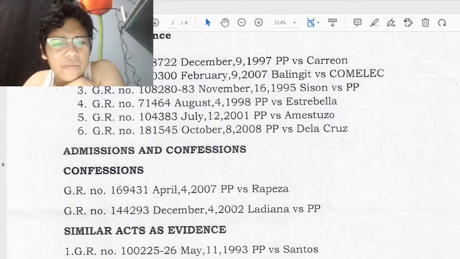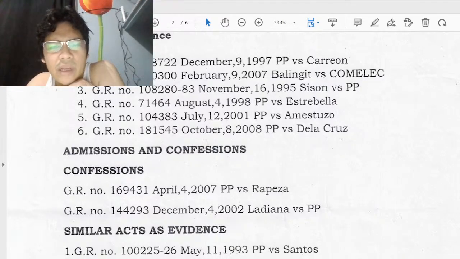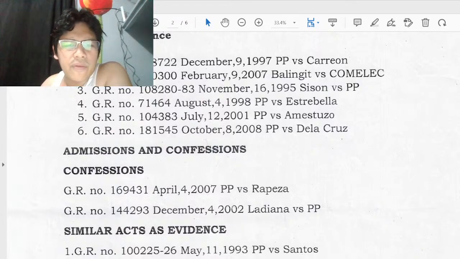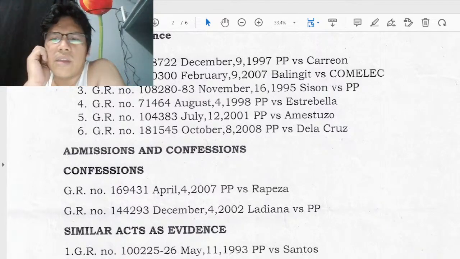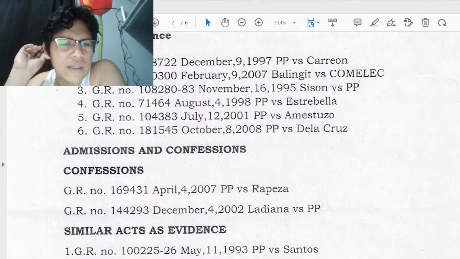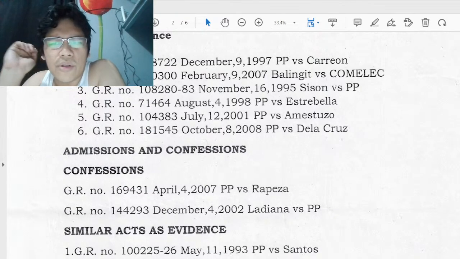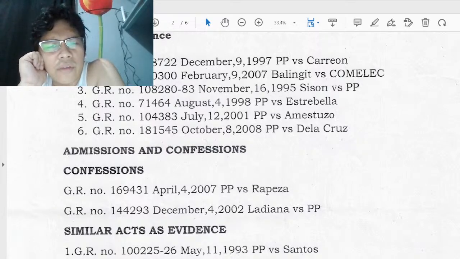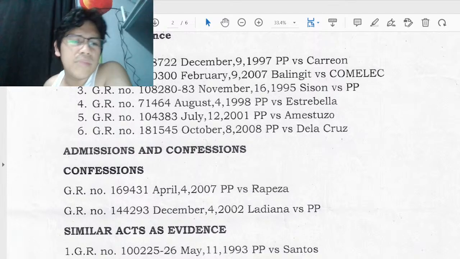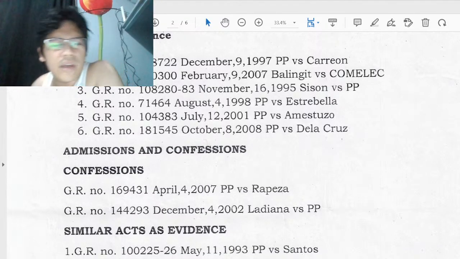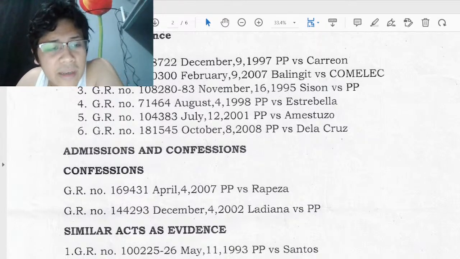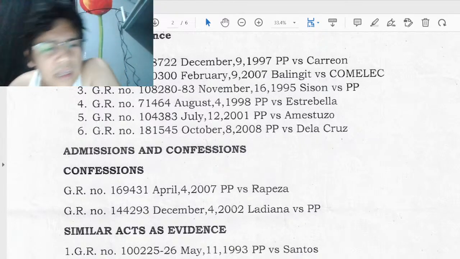Two groups of loyalists converged where tension and animosity broke into violence, which resulted in the verdict. Informations for murder were filed and these cases were consolidated. The prosecution presented 12 witnesses, including A and B. In support of their testimonies, the prosecution also presented documentary evidence, consisting of newspaper accounts of the incident and various photos. However, witness A made a mistake in identifying one of the accused. For their defense, the principal accused denied their participation in the mauling.